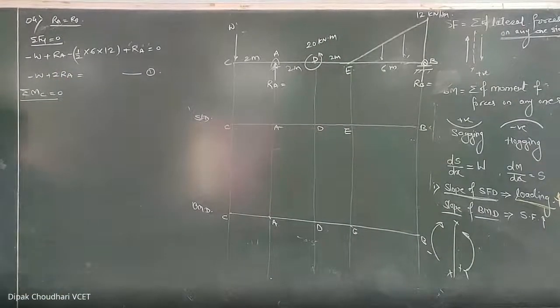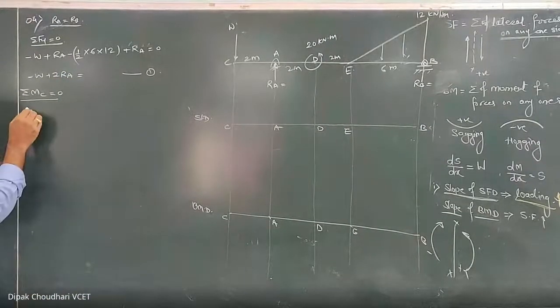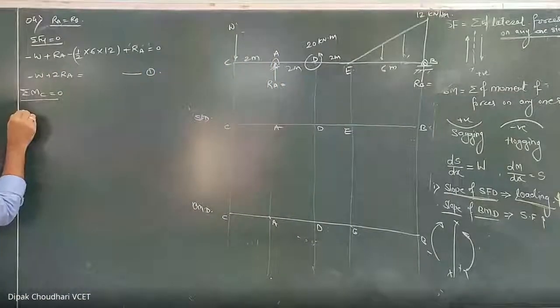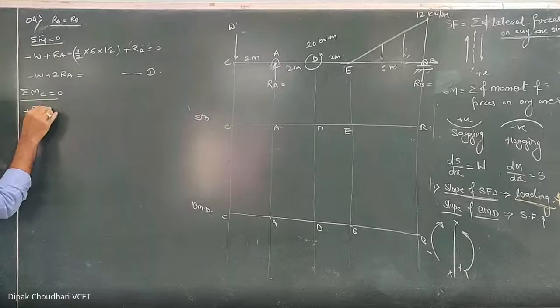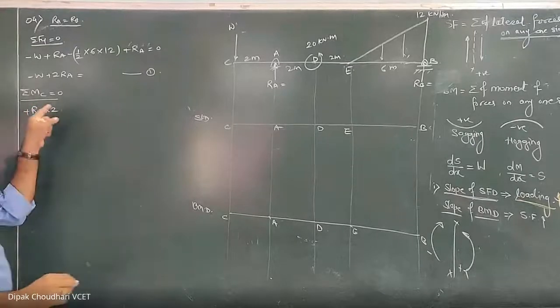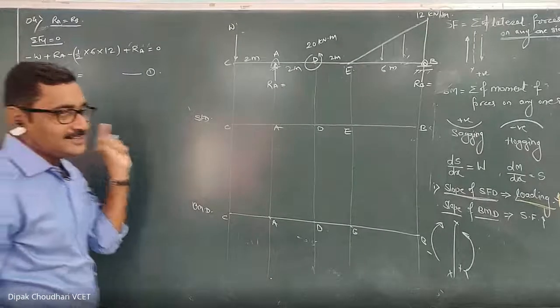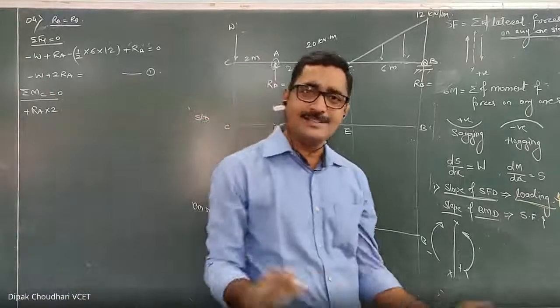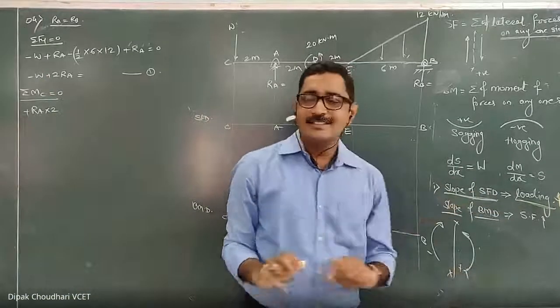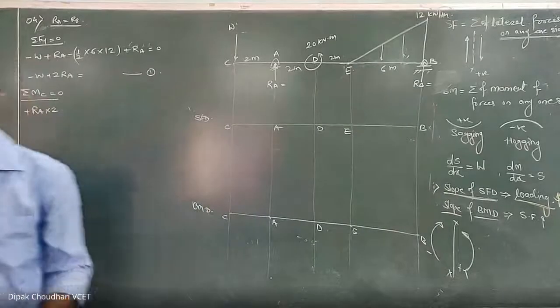So let's take the moment at point C, considering anti-clockwise positive. So here I am taking the moment. Moment of this RA is anti-clockwise, so plus. It is RA into 2. Remember, this is not the bending moment equation. This is the condition of equilibrium. So you have to use the normal sign convention for the moment. Sign convention for the bending moment are different.